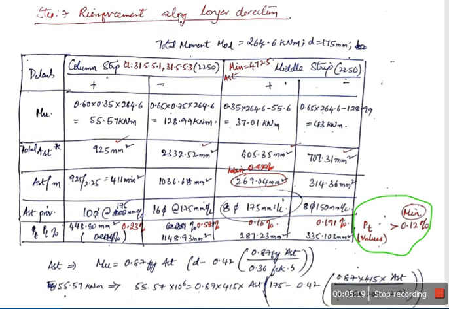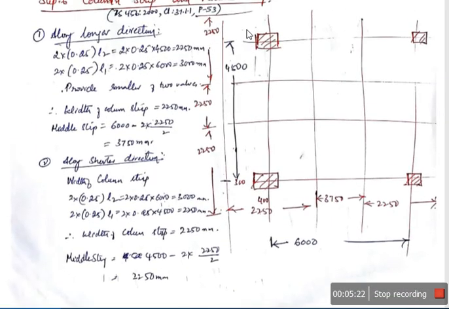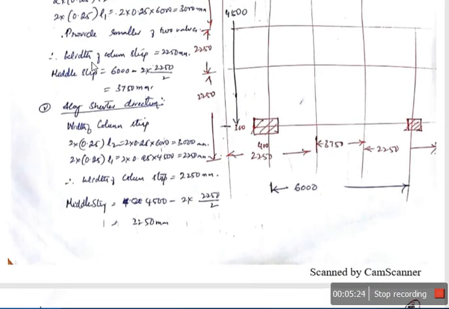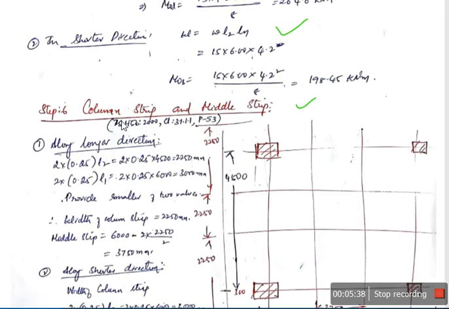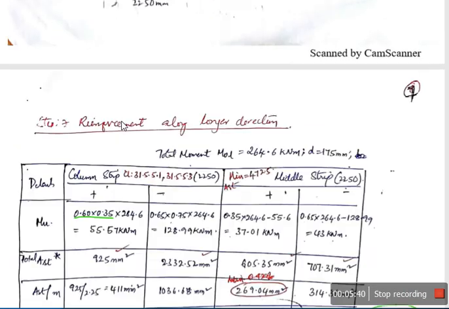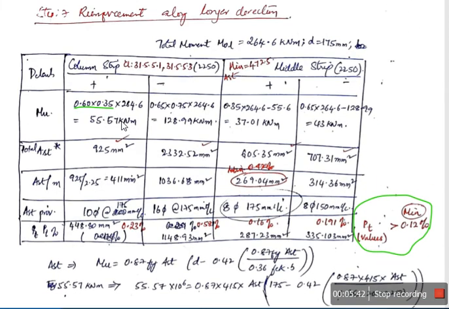So along the long direction we make a table. Then we divide into column strip and middle strip. In the column strip we have positive and negative moments, and in the middle strip also positive and negative. We write down the factors, 0.65 and 0.35. These are all factors which you get from the code book.